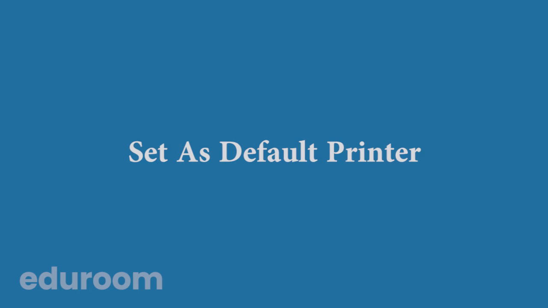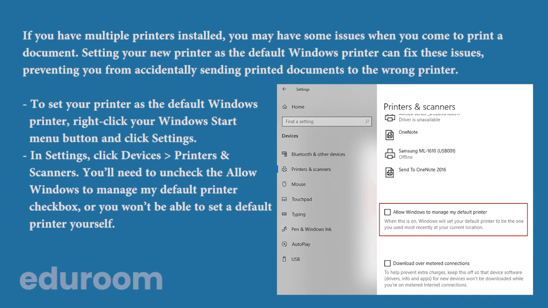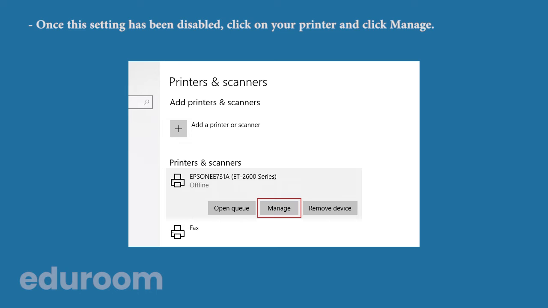Set as default printer. Printers installed, you may have some issues when you come to print a document. Setting your new printer as the default Windows printer can fix these issues, preventing you from accidentally sending printed documents to the wrong printer. To set your printer as the default Windows printer, right-click your Windows Start menu button and click Settings. In Settings, click Devices, Printers and Scanners. You'll need to uncheck the "Allow Windows to manage my default printer" checkbox, or you won't be able to set a default printer yourself. Once this setting has been disabled, click on your printer and click Manage.